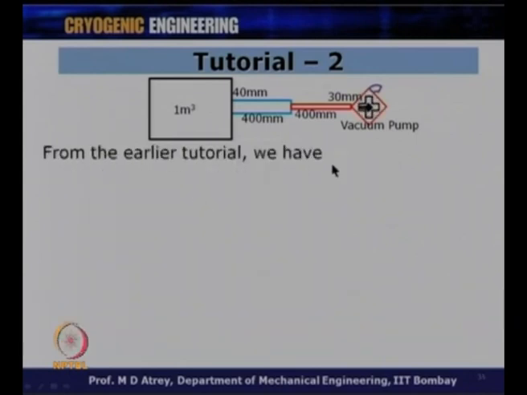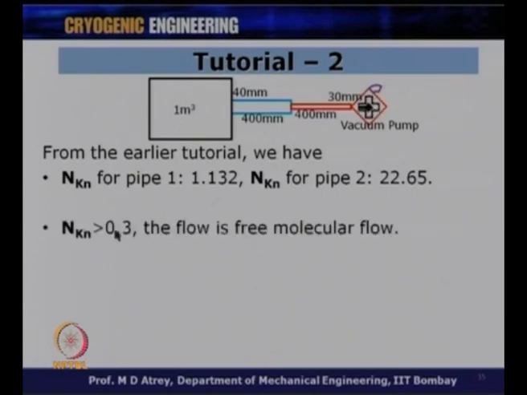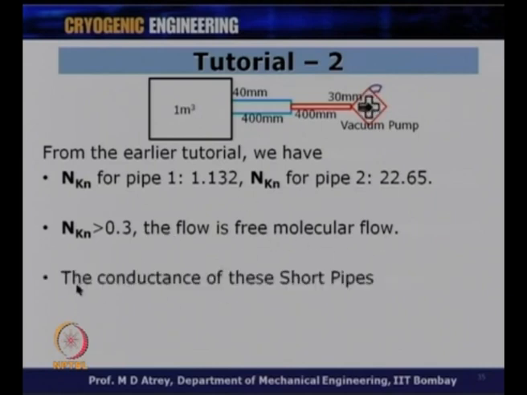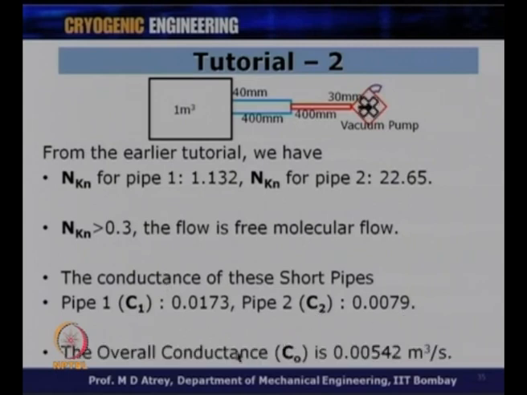So, from the earlier tutorial, we have understood that the Knudsen number for pipe 1 is 1.132, and the Knudsen number for pipe 2 is 22.65. The Knudsen number is more than 0.3 and the flow is in the free molecular region. This is what I know. Also, I know the conductance of these short pipes. I know the conductance for pipe 1 is this, the conductance for pipe 2 is this, as a result of which we have got the overall conductance C0 as 0.00542 meter cube per second.